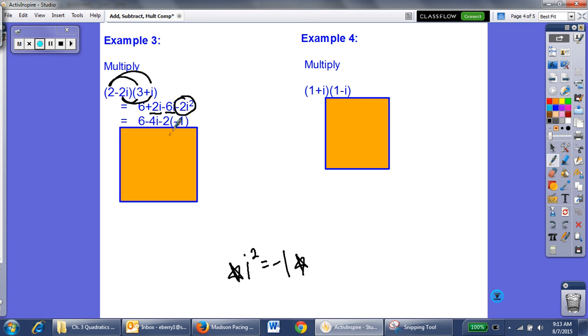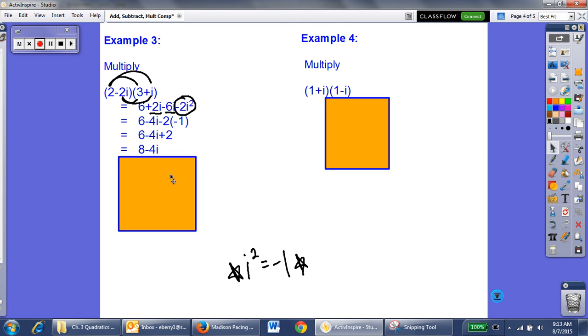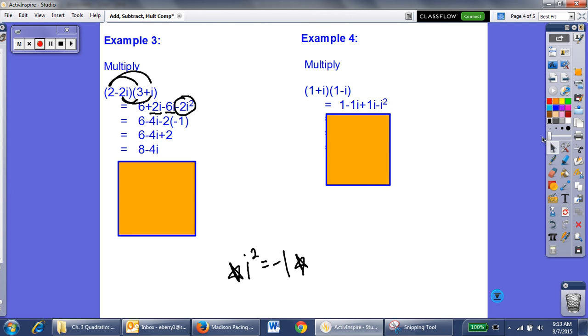Simplifying from there, we're just going to multiply that out. So we get 6 minus 4i, and then -2 times -1 is positive 2. Combining like terms, we get 6 plus 2, which is 8, and then minus 4i. Okay, let's try one more multiplying this out. So we're going to FOIL like we did before.